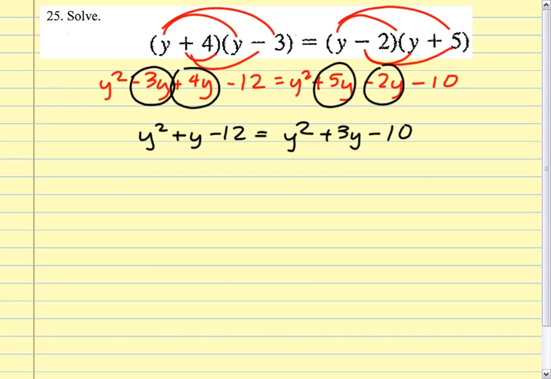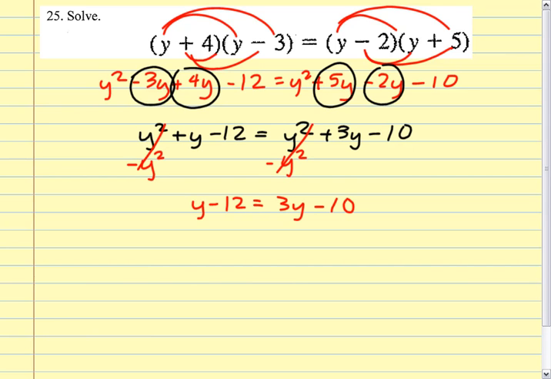Emily, what do you want to do next? Subtract the 2y squared. Excellent. We're subtracting the highest power of y that we see, and Emily just says we can just cross those out. It's going to leave us with y minus 12 is equal to 3y minus 10.